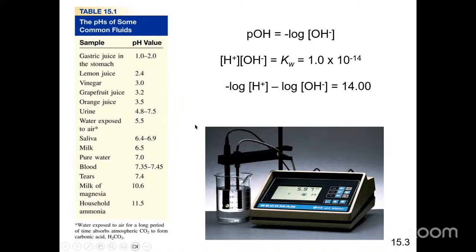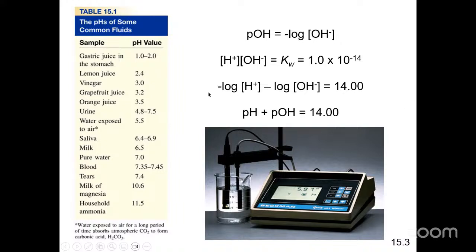If you were to find the minus log of both sides, this is the result, right? Minus log of H plus minus the log of OH minus will be equal to 14.0. So when you put this in your calculator, you're going to get 14.0. You'd have to round this out to 2 decimal places because this started off with 2 sig figs, right? So what does this tell you? It tells you that the pH, which is equal to minus log of H plus, plus the pOH, which is equal to the minus log of OH minus, is equal to 14.00, right?